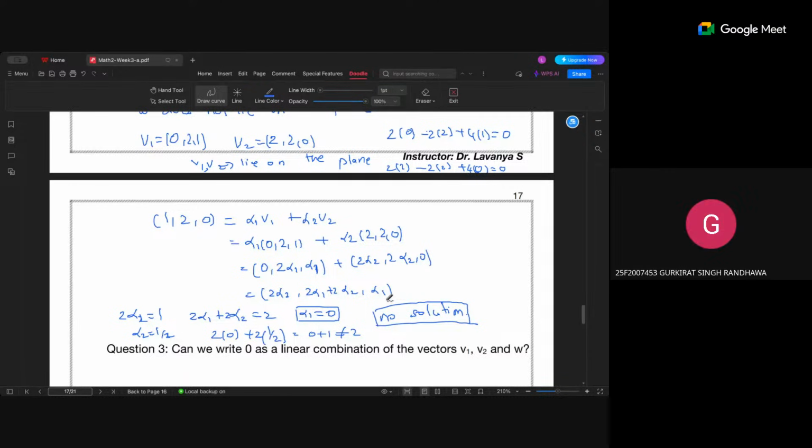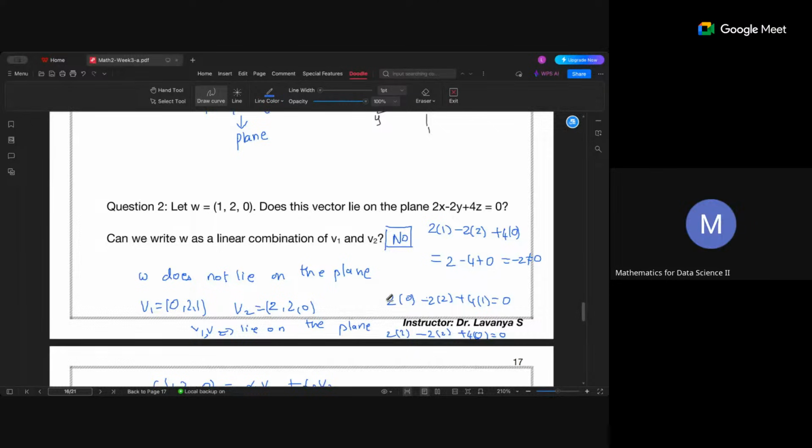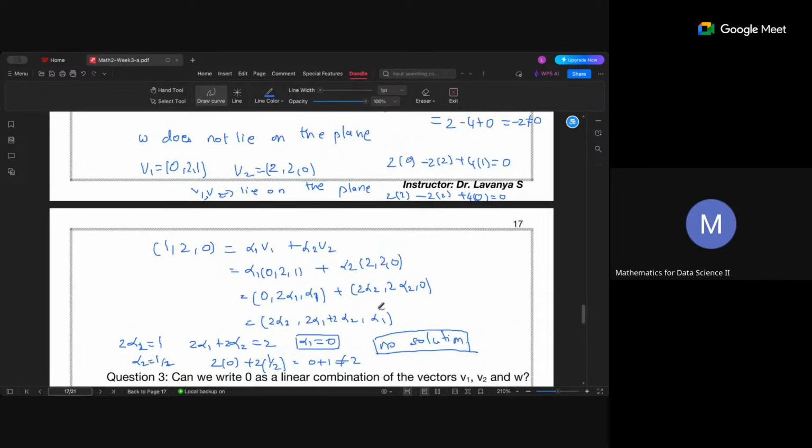Yes, ma'am. Now can we say directly also, if this point is not on the plane, then a linear combination is not possible? Yes, but what is the background? What is the exact explanation behind it? I have just explained it here.